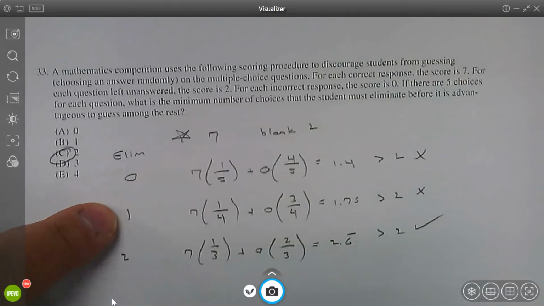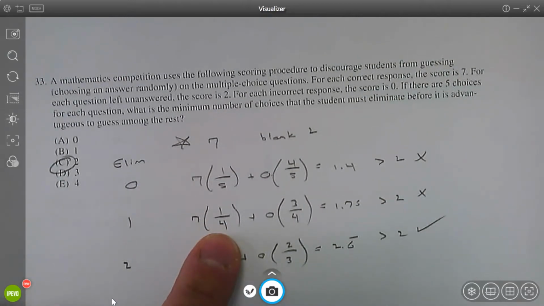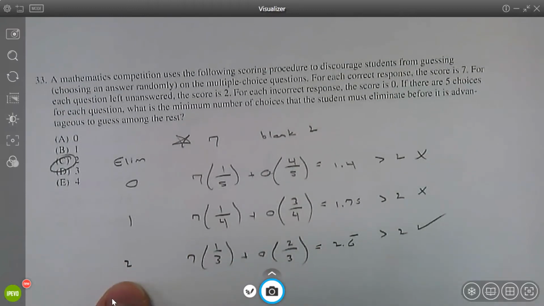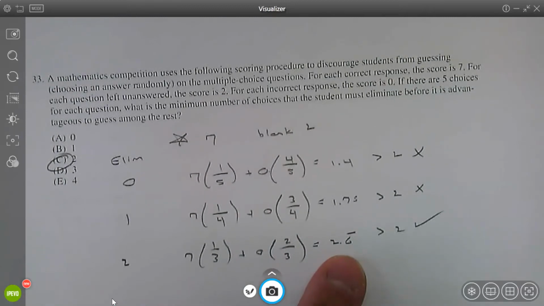If you eliminate one answer, now you have a 1 in 4 shot of guessing right. So that expected value is now up to 1.75. If you can eliminate 2, now you've got a 1 in 3 shot of being right. Now your expected value is 2.6, which is greater than 2. So you might as well guess if you can eliminate 2 answer choices.